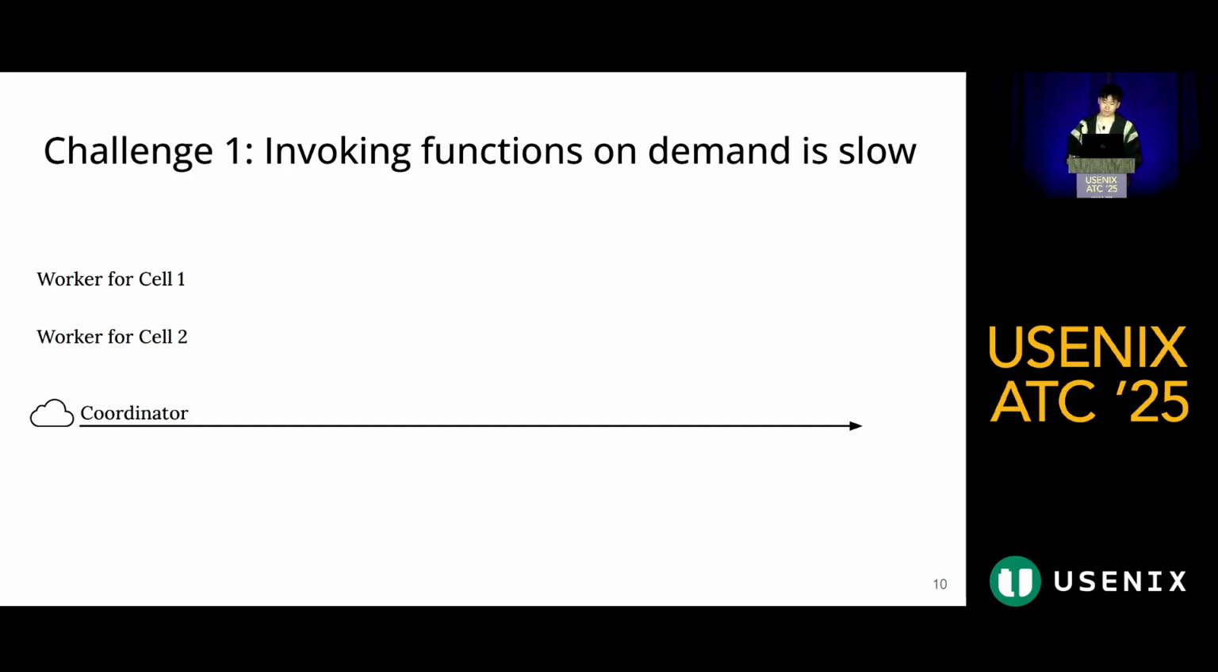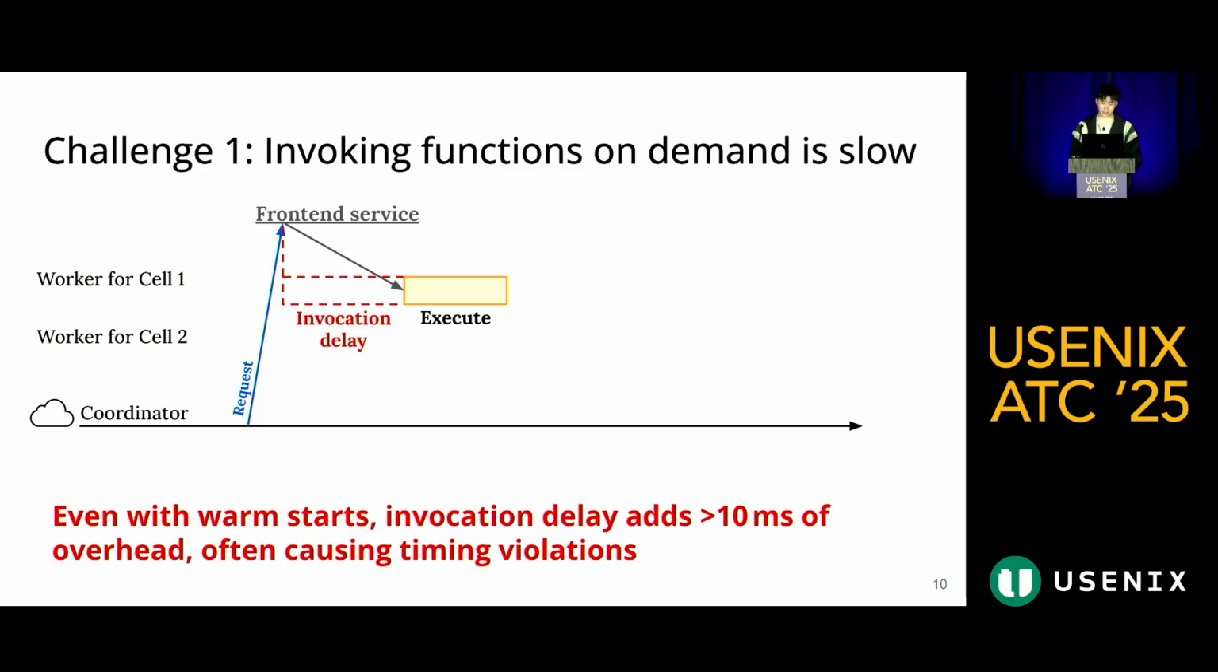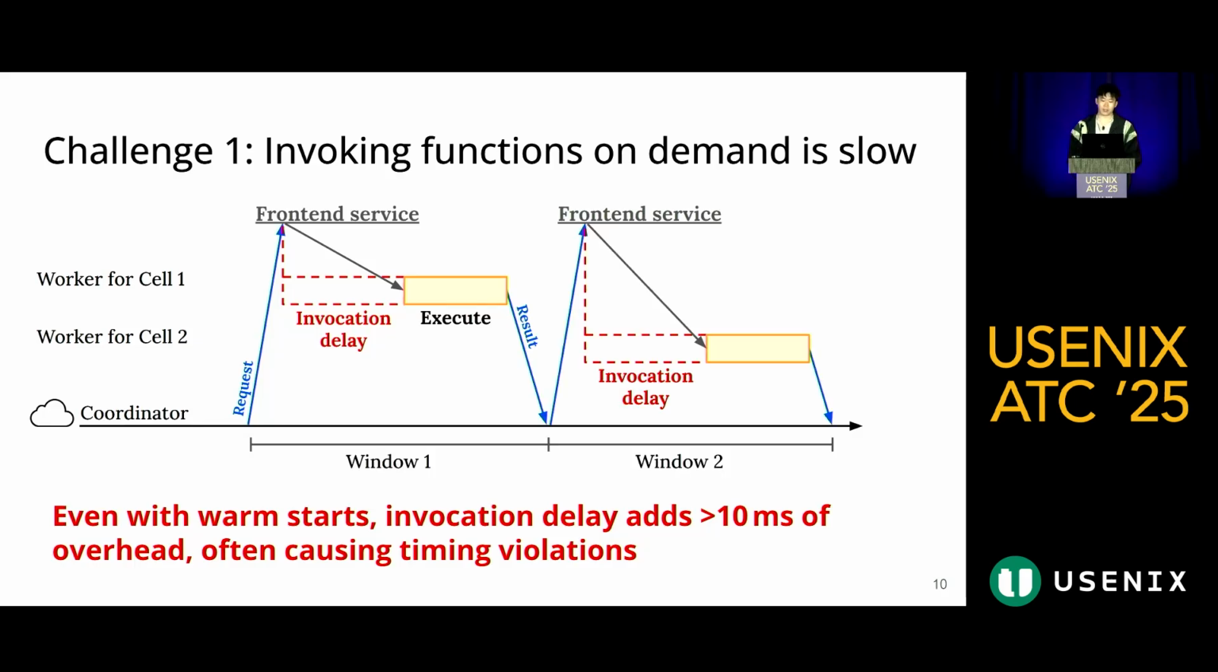So first, invoking a function on demand can be slow for this purpose. When we invoke a function, a request is sent to the serverless front-end service. Between when the request is received and when the function workers start to run, there's a delay of over 10 milliseconds at the median, which we call the invocation delay. This overhead consumes a big chunk of our per window time budget and can break time constraints.